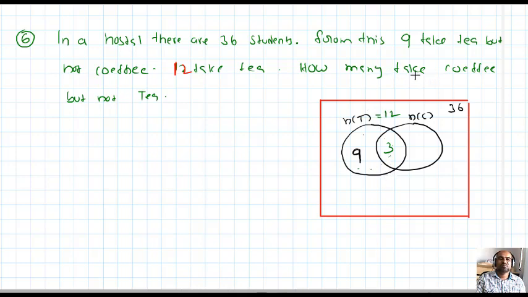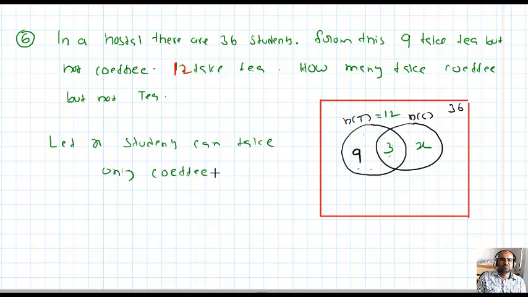How many take coffee but not tea means you need to find how many students are there in this area. Let it be x. We want to find x. I will write: let x students can take only coffee. Okay, now we want to find x. This 9 plus 3 plus x should be equal to 36. No? Total students are 36.